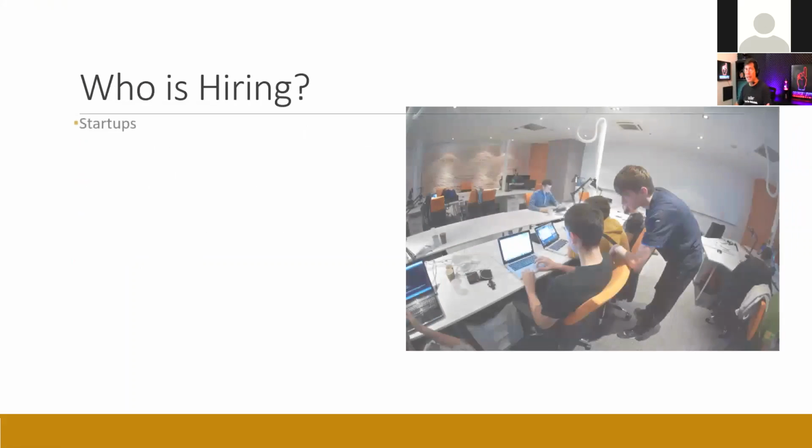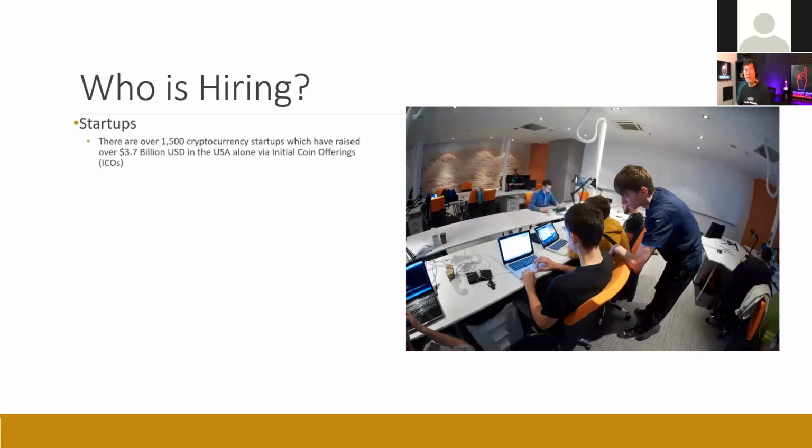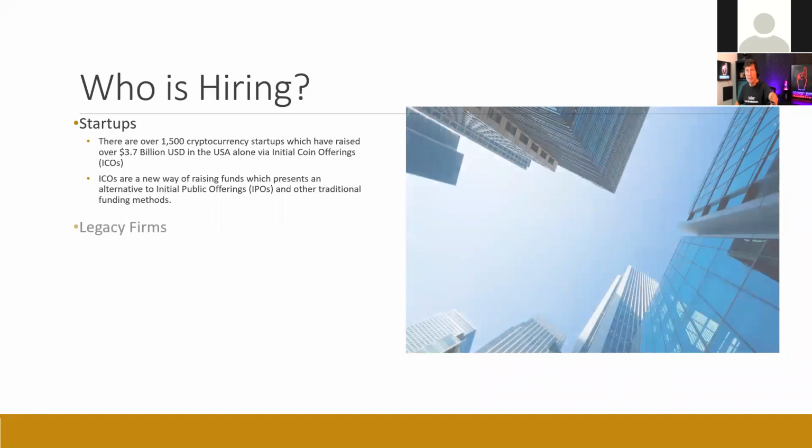So who's hiring right now? Startups are hiring. And just to put things in context, there are over 1,500 crypto startups that have raised over $3.7 billion just in the US through something called initial coin offerings. Now, these initial coin offerings are a new way of raising funds, very similar to IPOs, initial public offerings, but these ICOs use cryptocurrency, and it's a brand new way to raise funds.